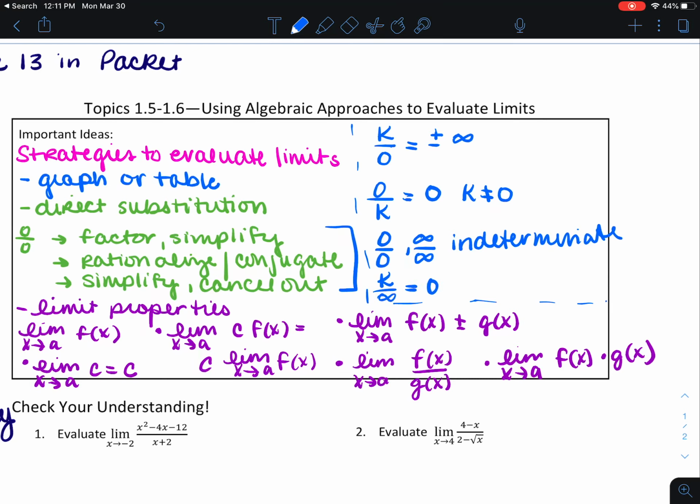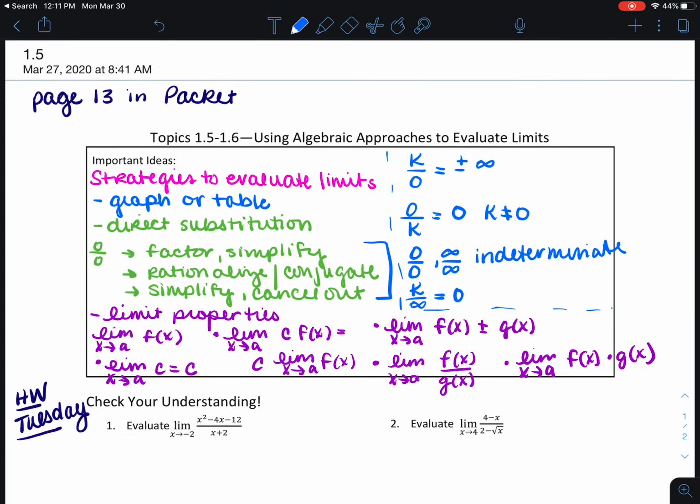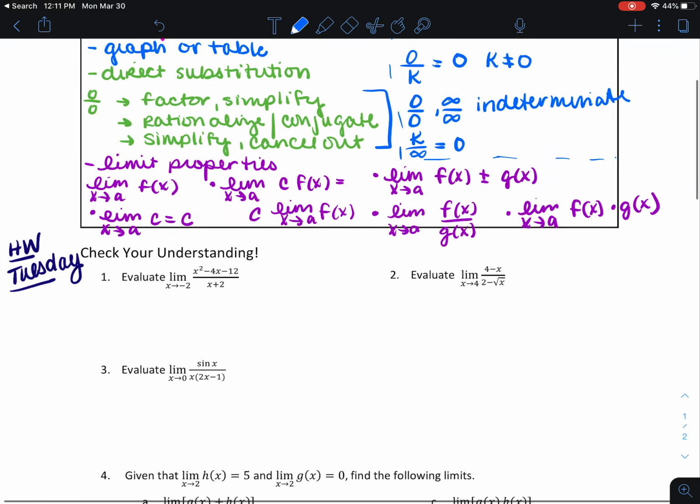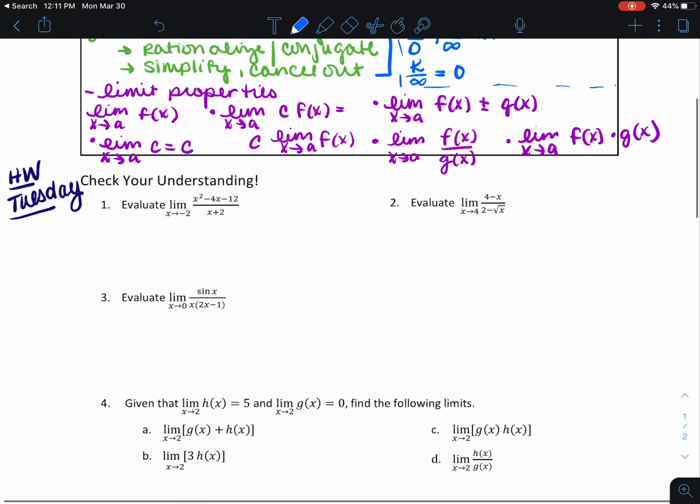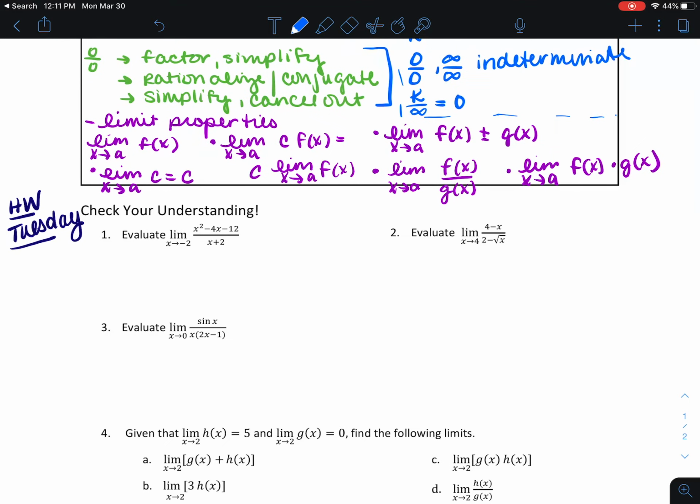Okay, so your assignment for tonight for homework is I'd like you to complete the check your understanding problems and upload a photo of them, and I will post the answers for you tomorrow.